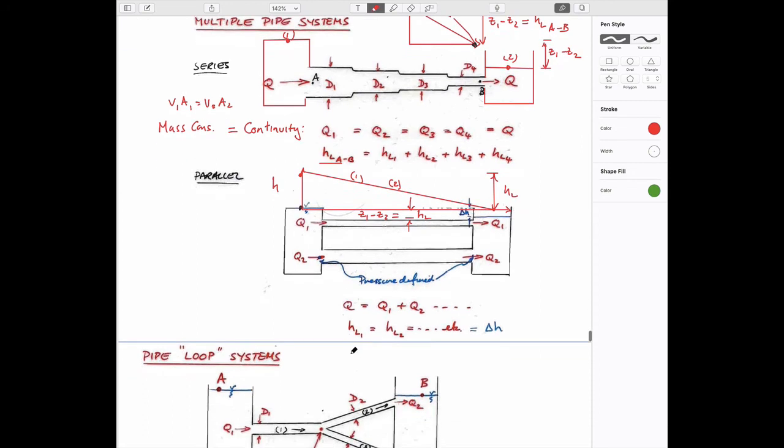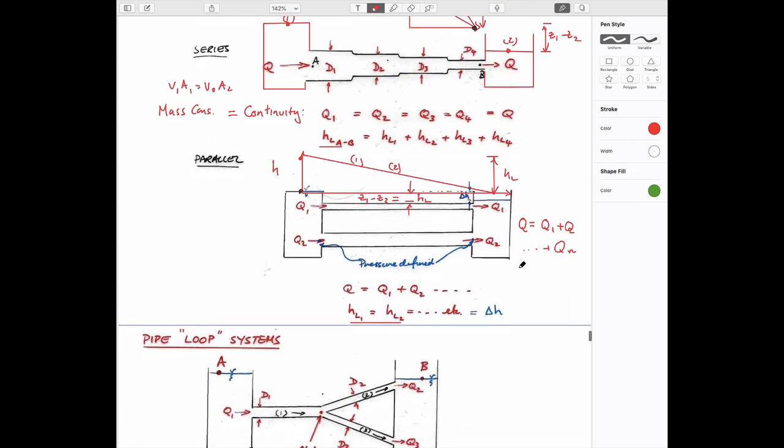So in these particular cases, the head losses have to be equivalent to each other. And if we want to get the total flow through the system, clearly the total flow here is going to be equal to the sum of the two individual ones, plus Qn, I guess, right? If there are n pipes. So we're not limited just to 2 pipes. So those are the two requirements that come from this.